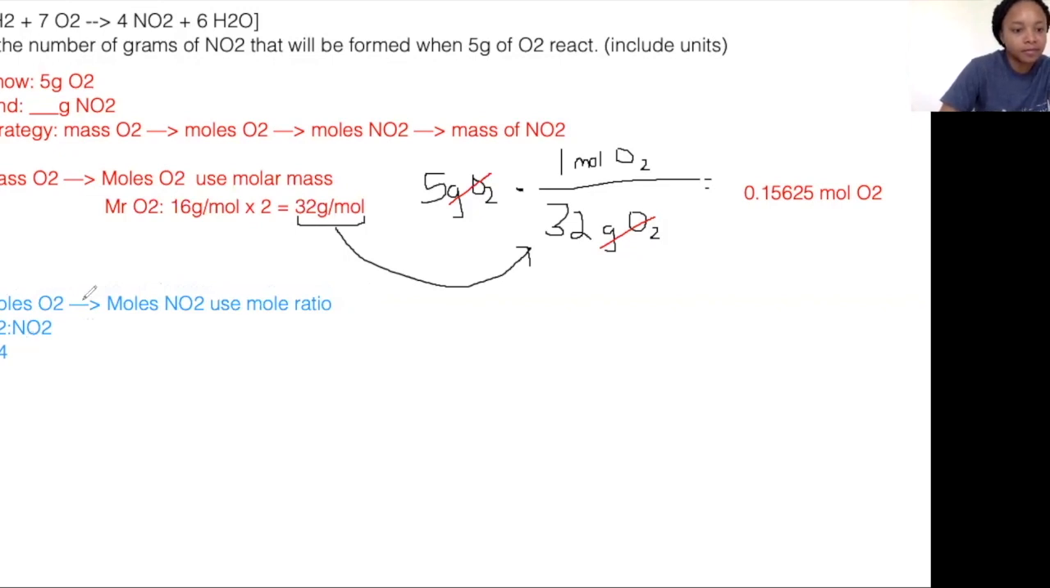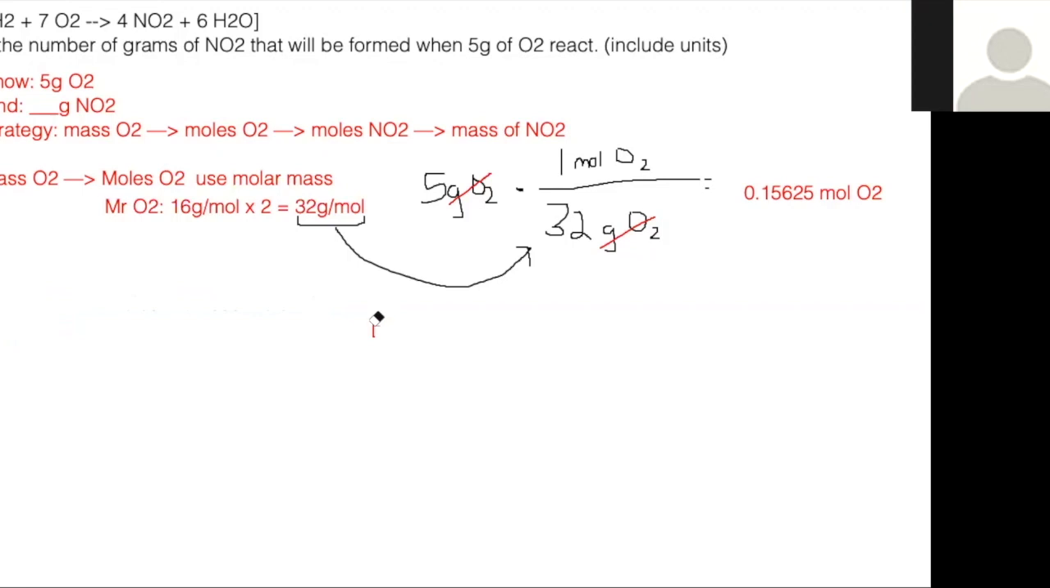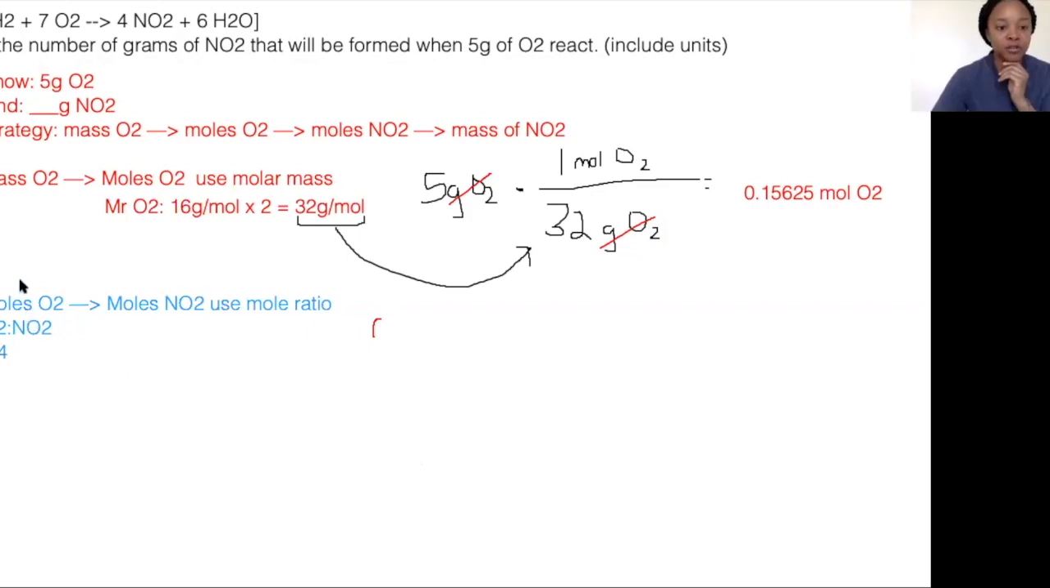Now what? Gotta write this down. So what do we have? Which one would you use? Which part would you use? The one we just did in the red. Because we're going from moles of O2, and that is our moles of O2. So you gotta put 0.15625. Yeah. One sec. Change the color.